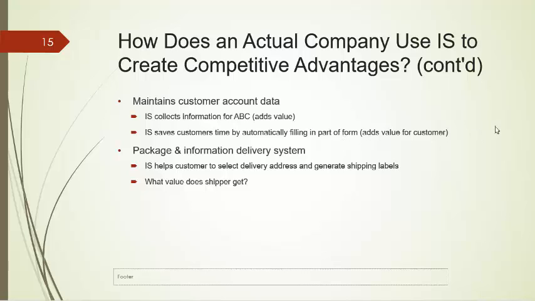In terms of having that information, you can use it for package and information delivery. And so if you're thinking about letting your customers choose when they want the package delivered and where, they don't have to have it always shipped to their home address or to their business address. And then the system can automatically generate a shipping label for that. So that's adding value into the organization that other competitors may not have.